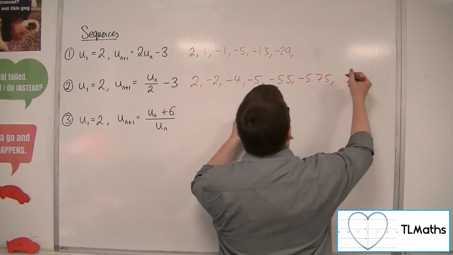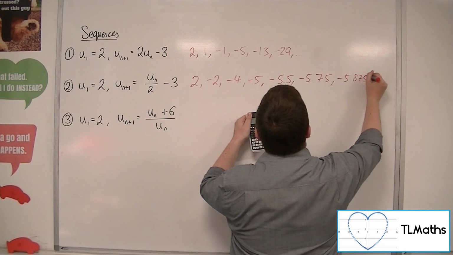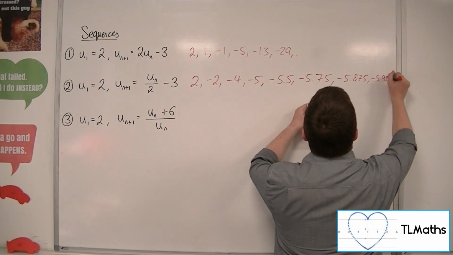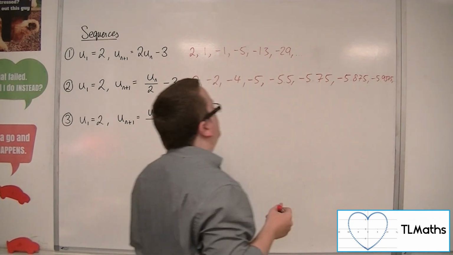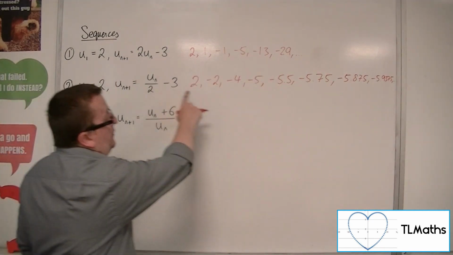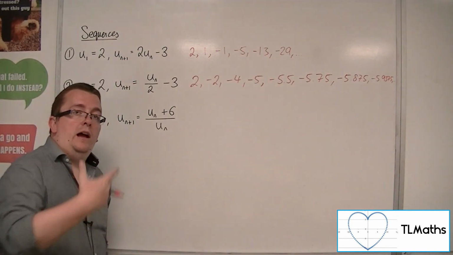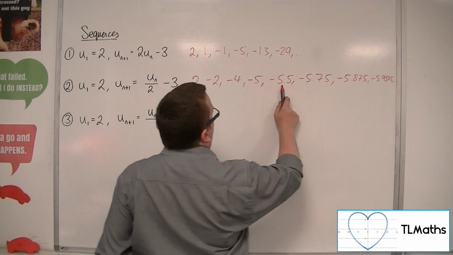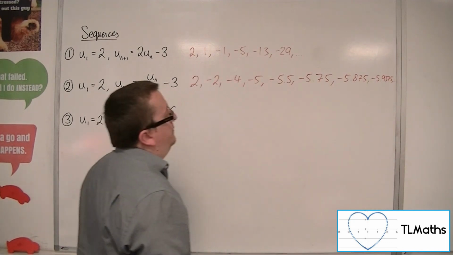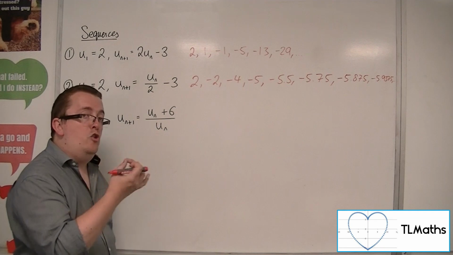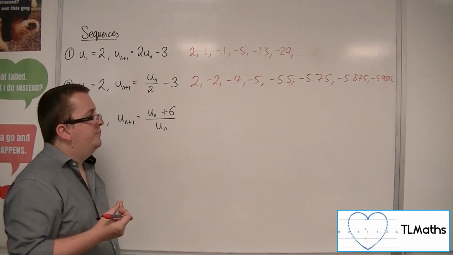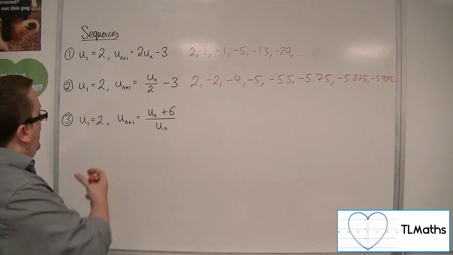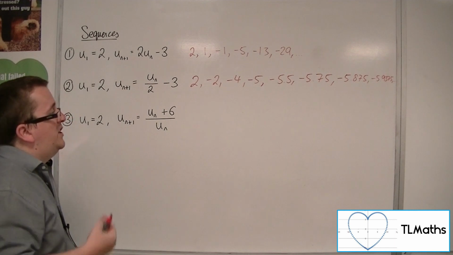Then we've got minus 47 eighths, so minus 5.875. Let's do one more. Minus 95 sixteenths, so minus 5.9375, etc. Now this one, yes, these numbers are getting more negative, okay, larger negative, but the gaps between them are decreasing, and they seem to be homing in on a value, okay, whereas the first one did not. Let's have a look at the third one before we investigate a little bit further.